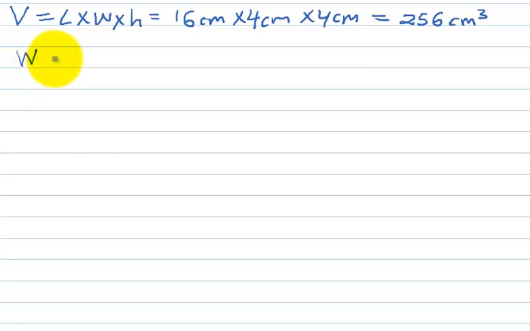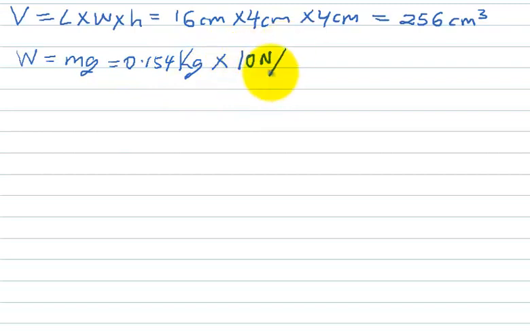So weight is equal to mg. Now we know that the mass of the liquid displaced is 154 grams. This is the same as 0.154 kilograms. And then we multiply this by the value of the gravitational field strength, which is 10 Newton per kilogram. And this gives us 1.54 newtons. This is the weight of the liquid displaced.